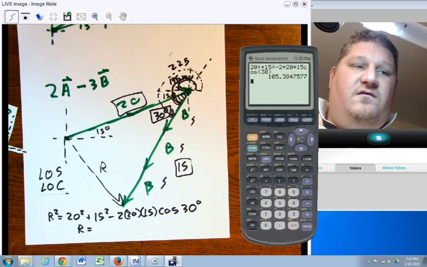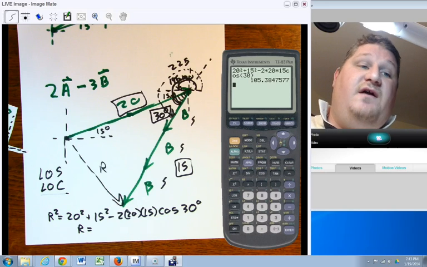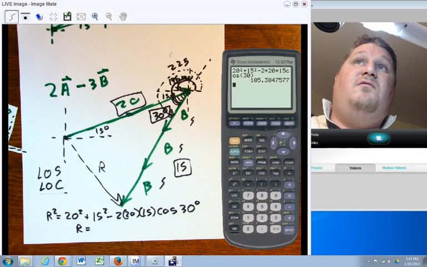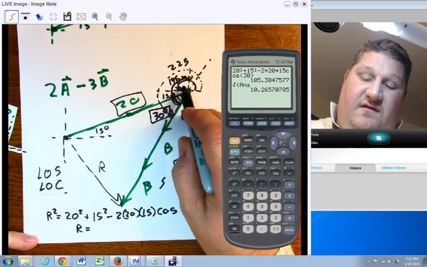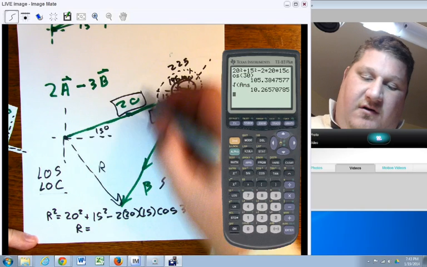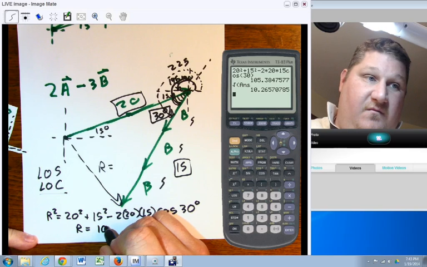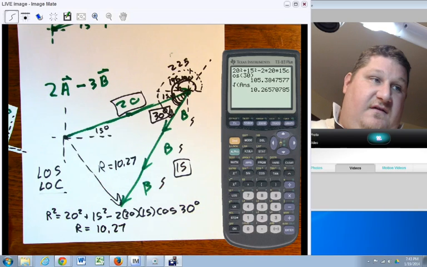Alright folks, through the magic of television, I've gone ahead and plugged in my law of cosines into a calculator, gotten 105. But you'll notice that is r squared. To get r, I'm going to have to square root that value. Second, square root, second, answer. And so the length of this new resultant, after going 20 in 15 degrees, 15 in 225 degrees, my resultant is 10.27. Now that's only half the battle.